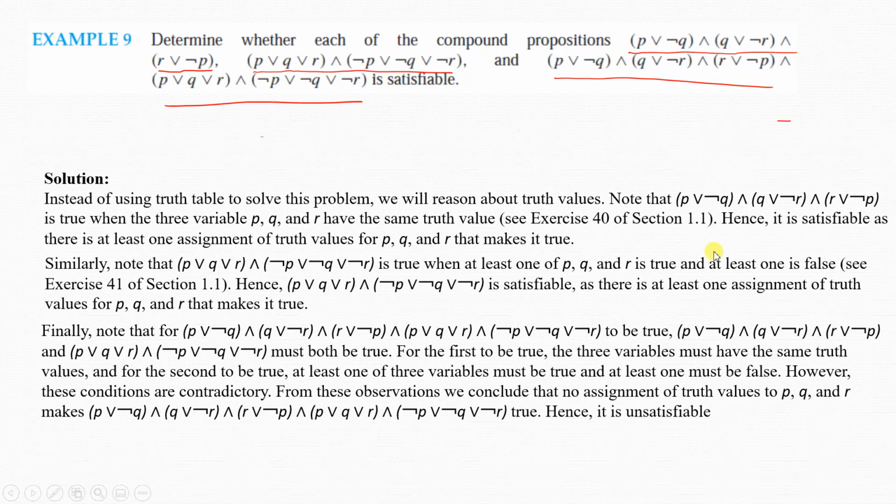So this section shows that the second proposition is satisfiable, and the last section shows that the third proposition is unsatisfiable. That is, we are not able to assign any truth values to the variables for which this proposition is true. So in this way we can say that this proposition is unsatisfiable. So for compound proposition 2 and compound proposition 3, do the process yourself.